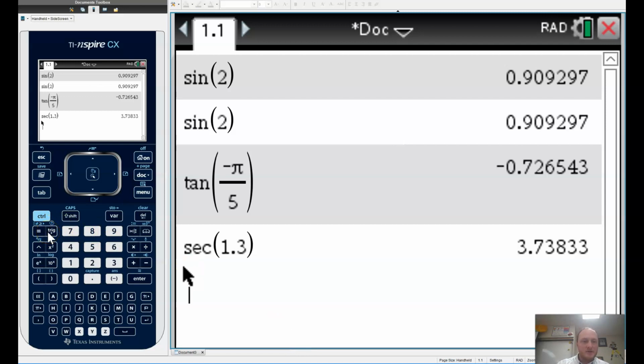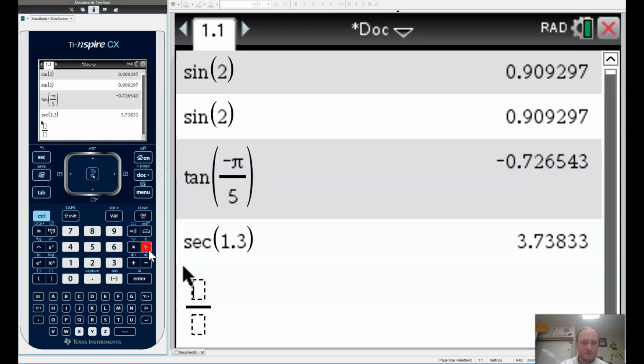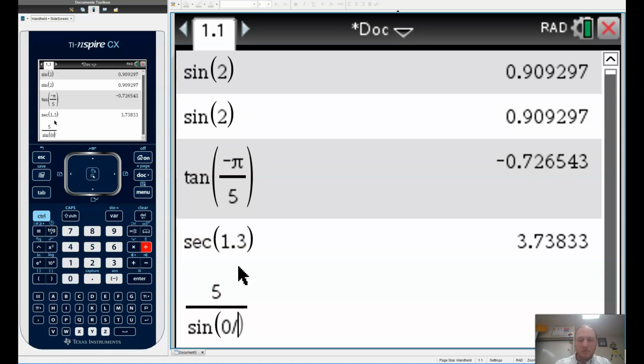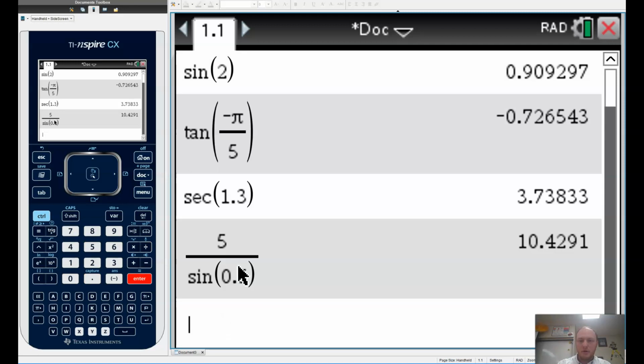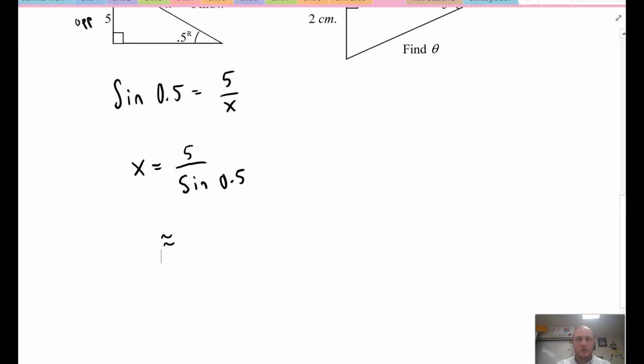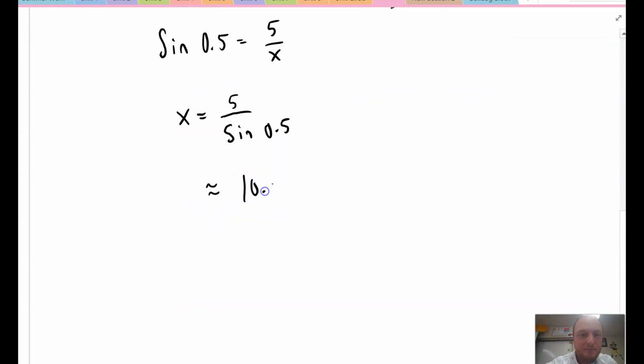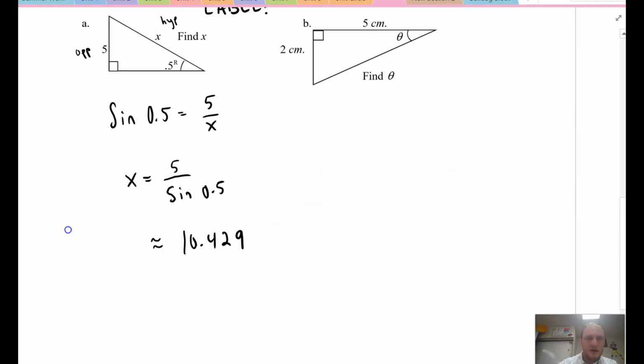Okay, so I want a fraction. 5 divided by sine of 0.5. And we get 10.429, approximately 10.429. All right. And they don't have any units, so I don't have to include units.